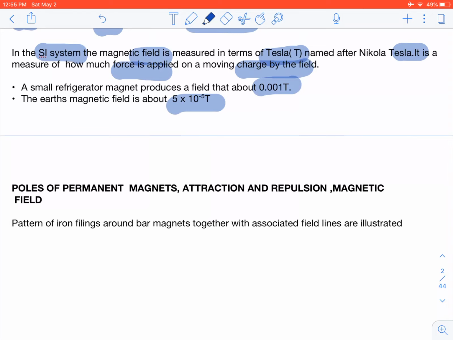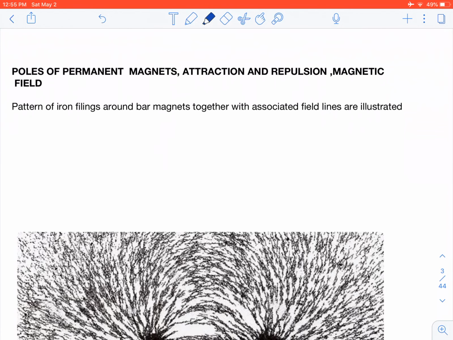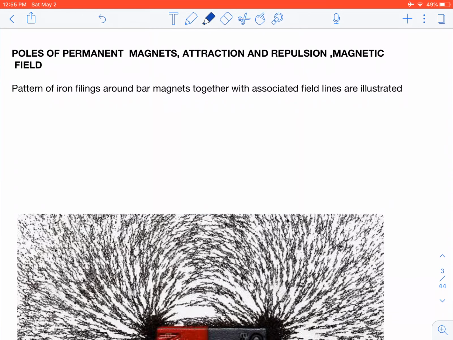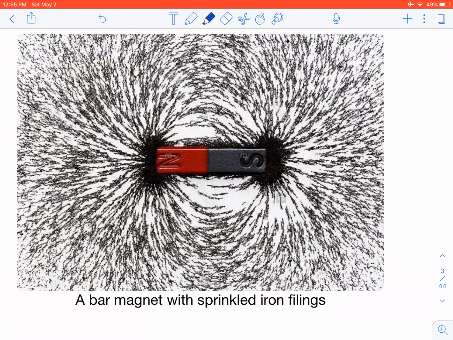Right, now let's look at poles of permanent magnets, the aspect of attraction and repulsion, and the magnetic field. Now let's look at the pattern of iron filings around a bar magnet, together with the associated field lines, as I go along. Let's look at this here. There you've got a bar magnet, right? And you've got iron filings sprinkled around this bar magnet.